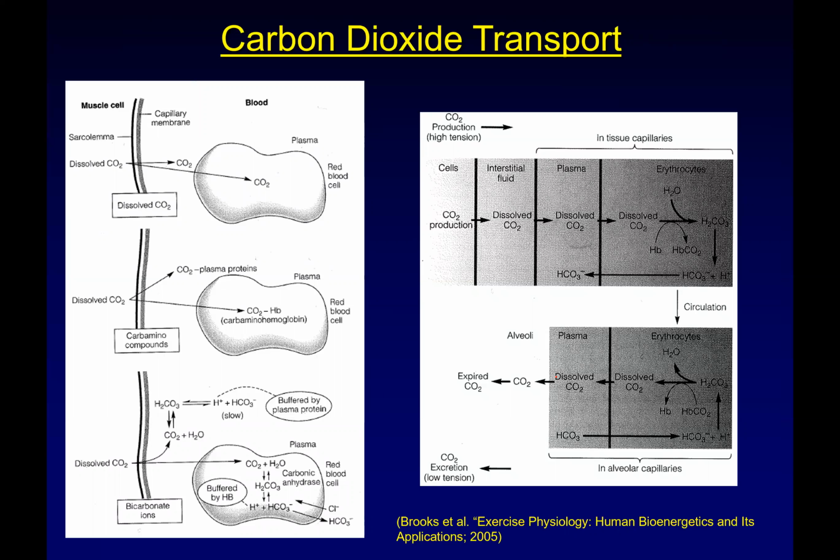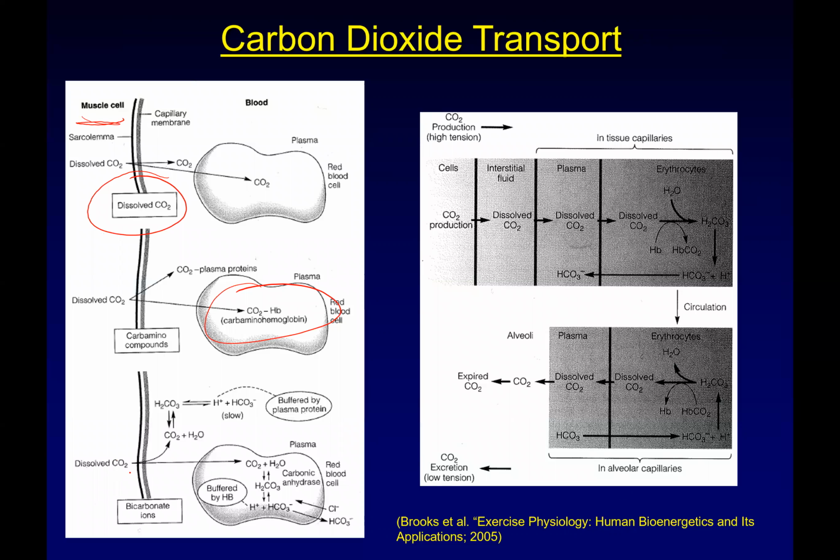So this is just going to show how we're going to have CO2 transport, right? You're making it inside the muscle cell over here. Some of it just gets dissolved and it goes right into the blood. Some of it is going to be bound onto carbaminohemoglobin. Okay, so some of the CO2 gets bound to hemoglobin.